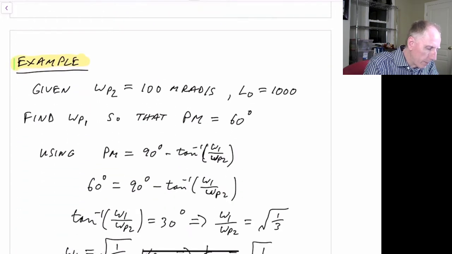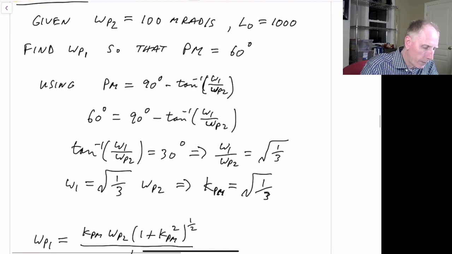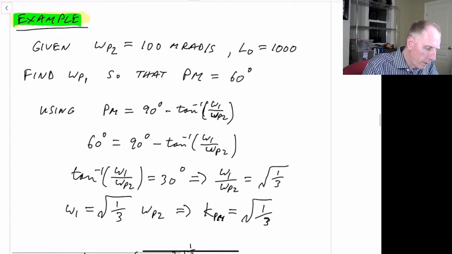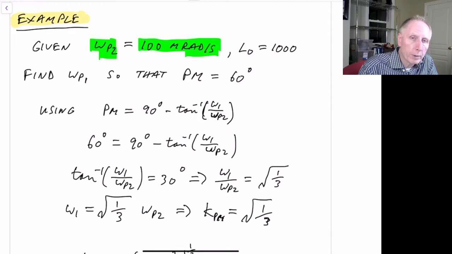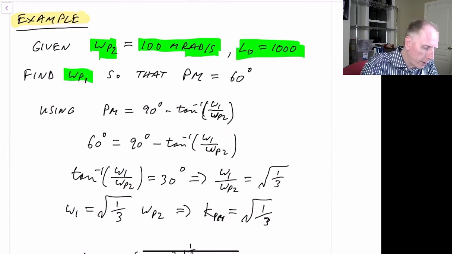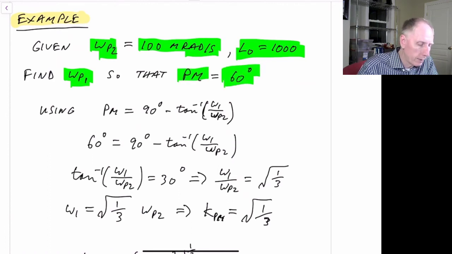So here's an example. Given that our non-dominant pole is equal to 100 megaradians per second, and our DC gain of our loop is 1000, we want to find the dominant pole frequency so that we end up with a phase margin equal to 60 degrees.